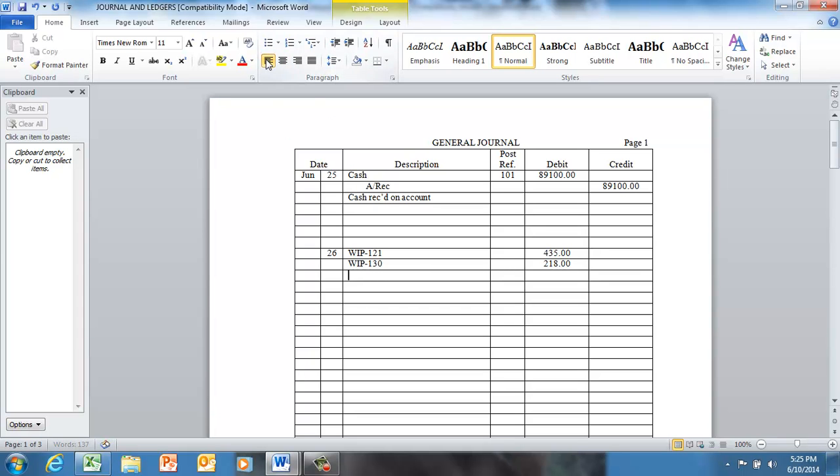I need to left justify, and then I need to indent over, and I'm going to credit materials. Now in real life you would have a subsidiary ledger for materials, so you'd have to say materials dash shingles and another line for materials dash windows. However, for this project we do not have a materials ledger, and so we're just going to lump it all together. And that was $653 being credited to materials.